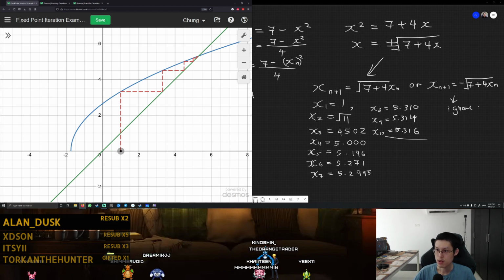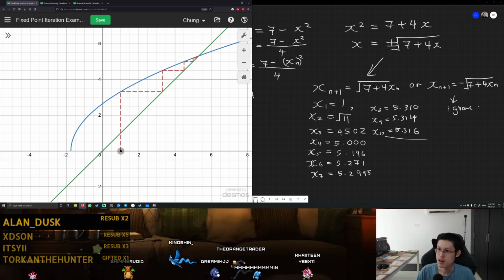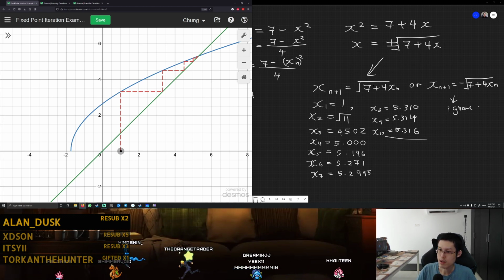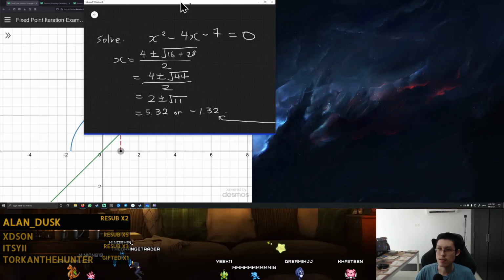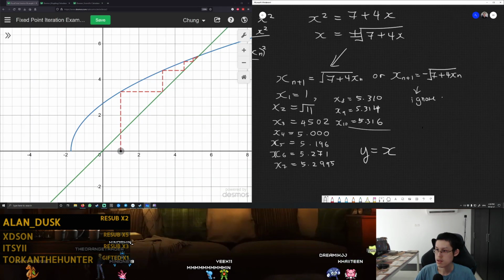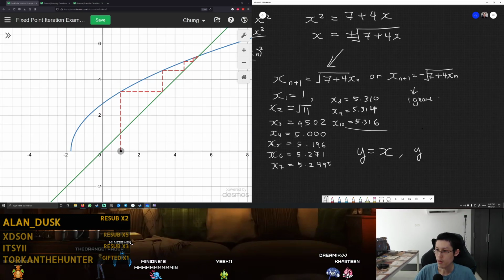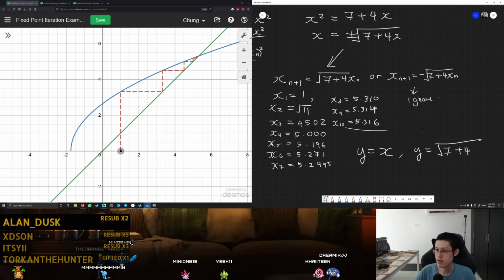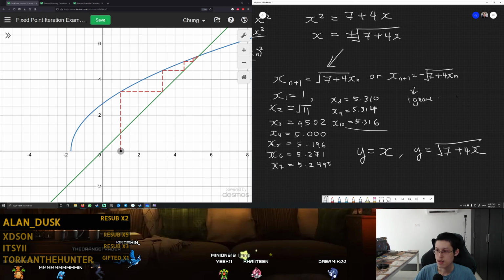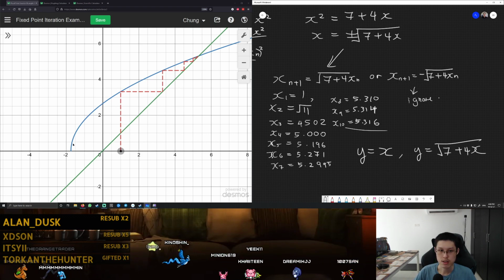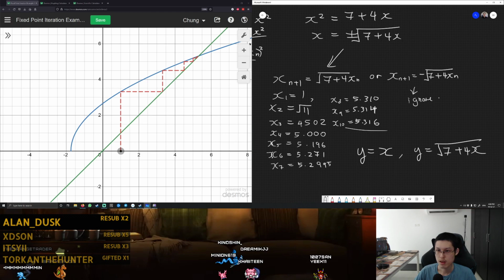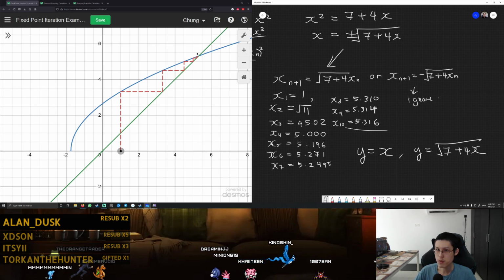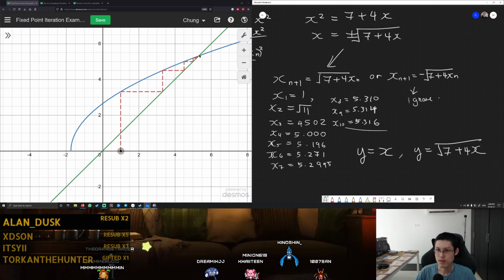If you look at this equation here, you actually have two equations. You have y equals x and y equals square root of 7 plus 4x. So y equals x is just the green line here, and square root of 7 plus 4x is this blue line over here. So the point where they intersect is the solution. So how do we do that?